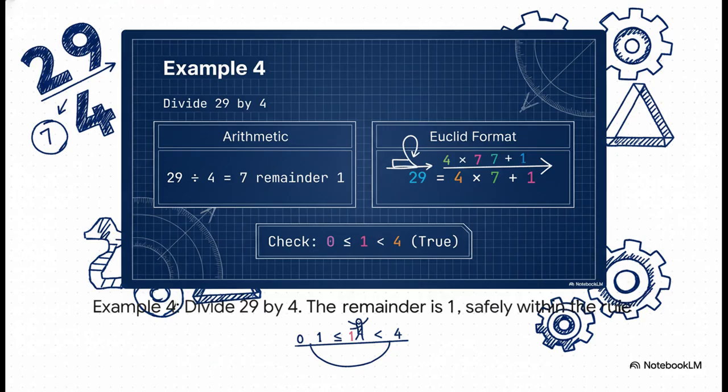How about 29 divided by 4? Well, the result is a quotient of 7 and a remainder of 1. The equation, 29 equals 4 times 7 plus 1, is super straightforward, and that remainder of 1 is well within our bounds. You see? It's this rock-solid consistency that makes this whole concept so incredibly powerful.